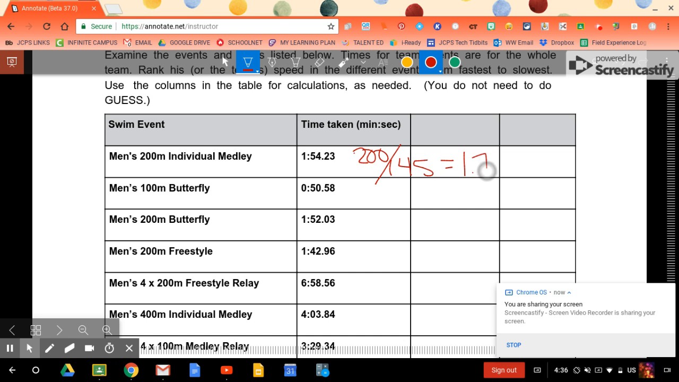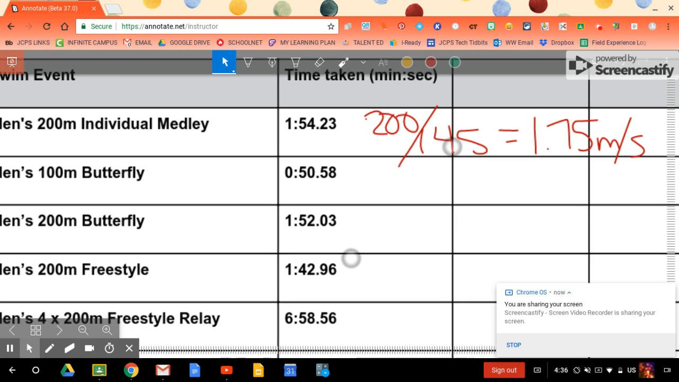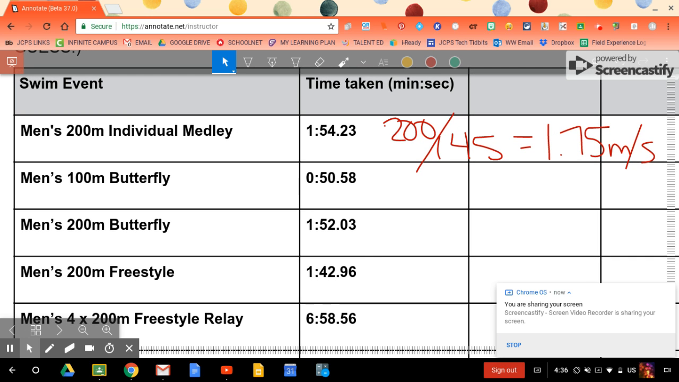And that gives me 1.75 meters per second. Next one, the men's relay is 100 meters, or the men's butterfly is 100 meters in 50 seconds. So I'm going to do 100 divided by 50 equals 2 meters a second.